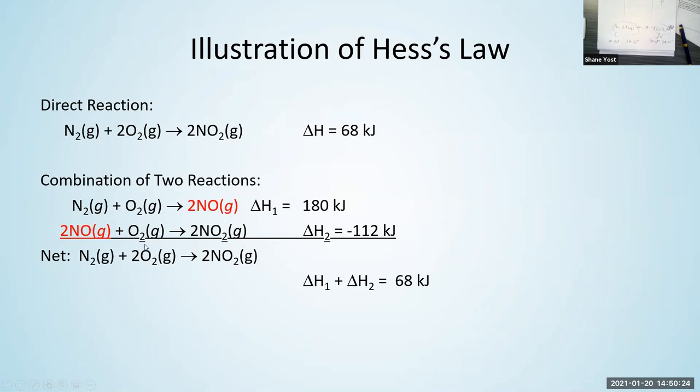And so to get the enthalpy change for this reaction, I would just sum up the enthalpy changes for these two reactions, which is 180 minus 112, which gives us a final value of 68 kilojoules, which is where that 68 kilojoules comes from.